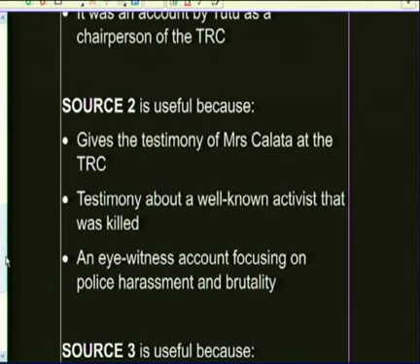If you choose source 2, you would say, yes, it is useful to historians because it gives testimony from a victim.